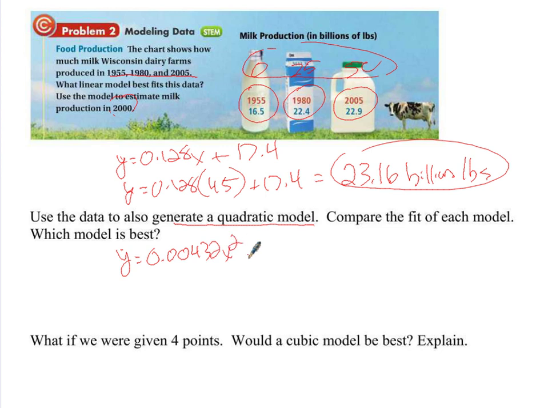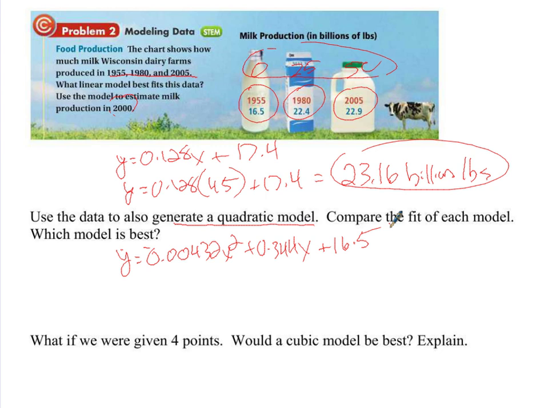And then what was it? It was a negative, wasn't it? And then what was the rest? Plus point what? Okay.